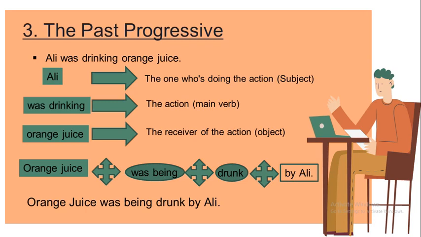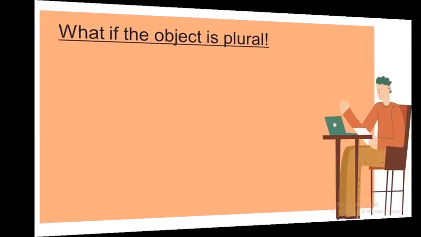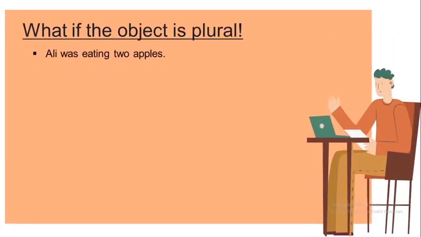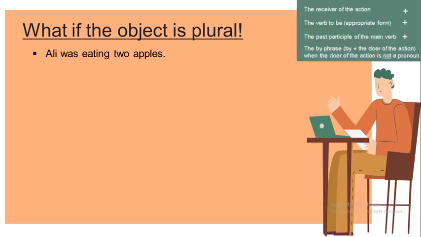passive voice. And if we wanted to change the receiver of the action from the singular into the plural, as in, Ali was eating 2 apples, can you guess what we will have to change? Let's see together. We'll follow the same rule, starting with the receiver of the action, which is 2 apples, and then the verb to be in its appropriate form.